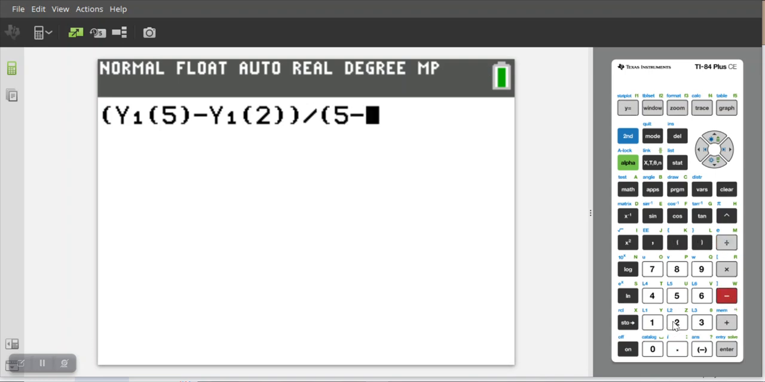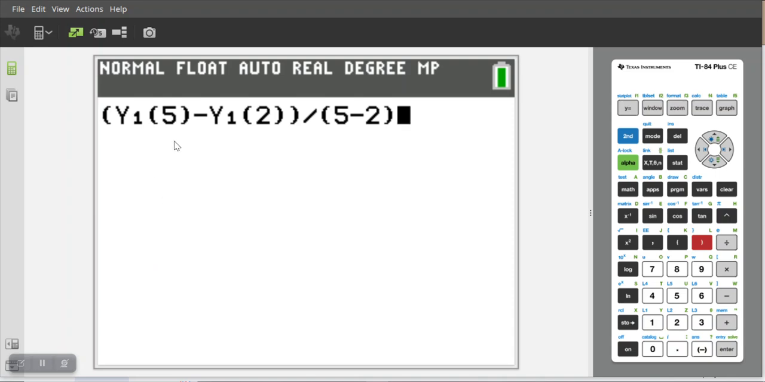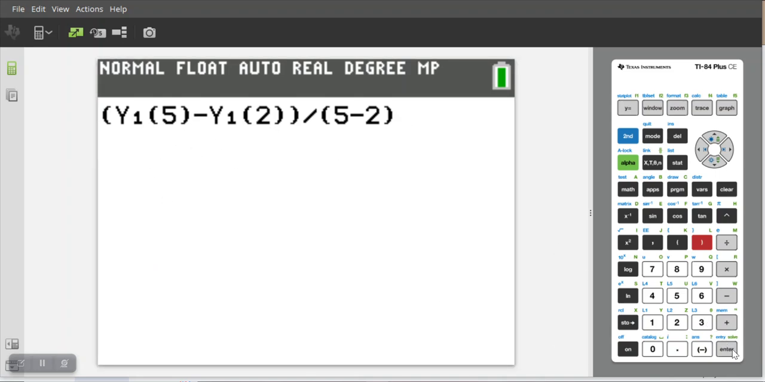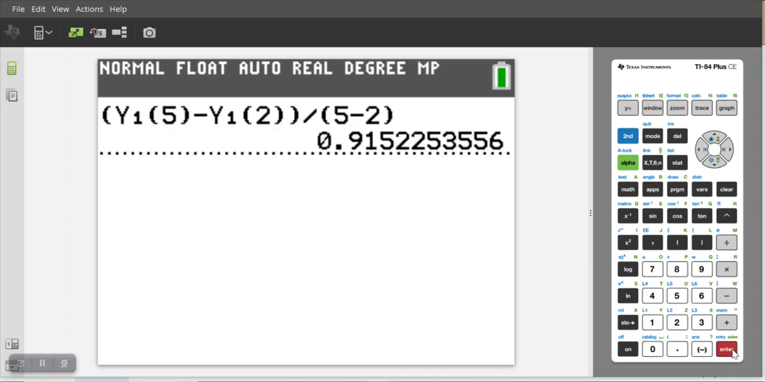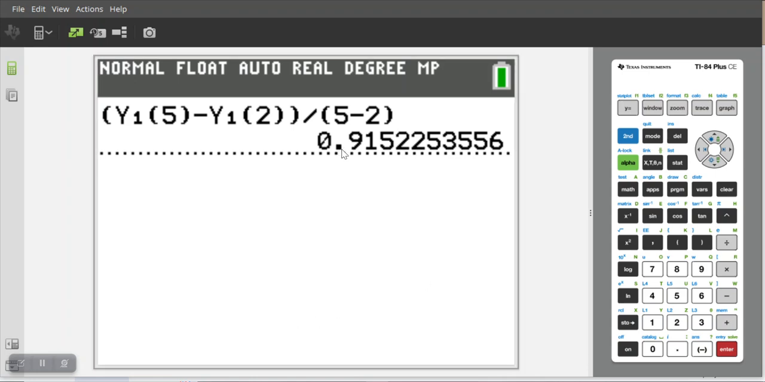You can just do 3 if you want to do that yourself, but I'm just illustrating the average rate of change formula. So now y1 of 5 minus y1 of 2 over 5 minus 2 should give me the average rate of change between x equals 2 and x equals 5, and that turns out to be 0.91 whatever. In AP Calculus, that would be 0.915 if you're rounding or truncating.